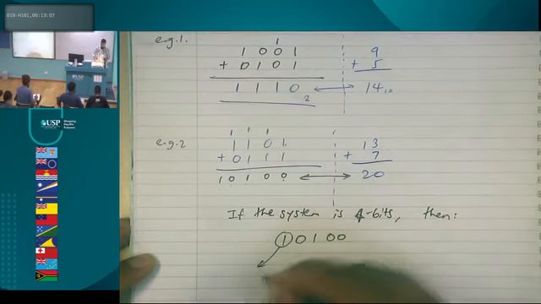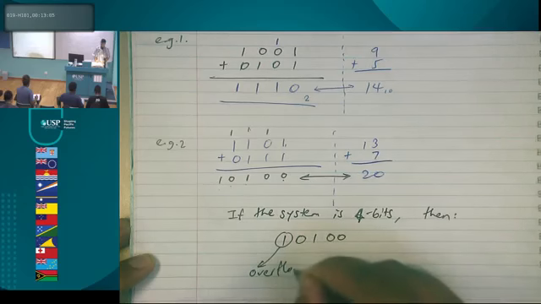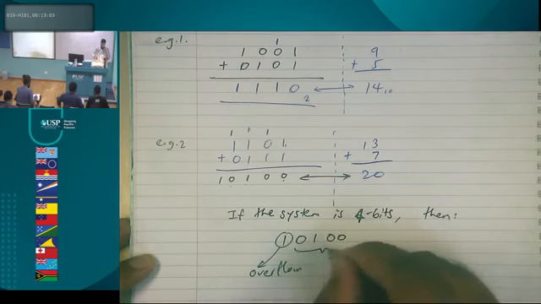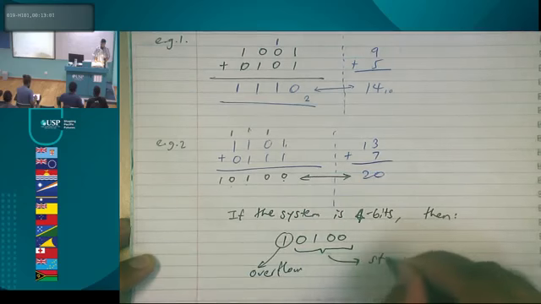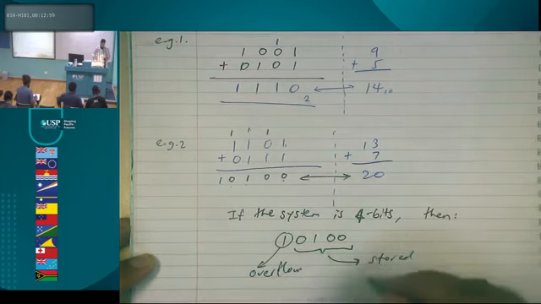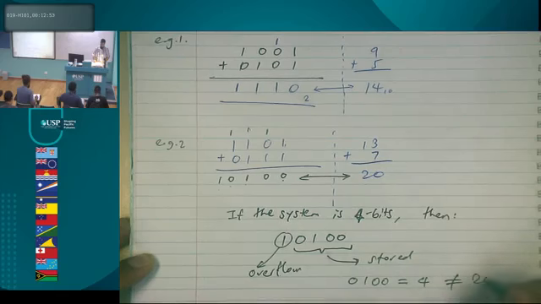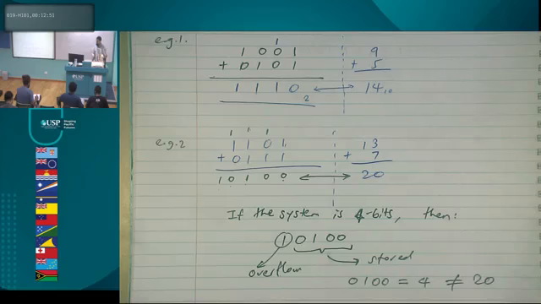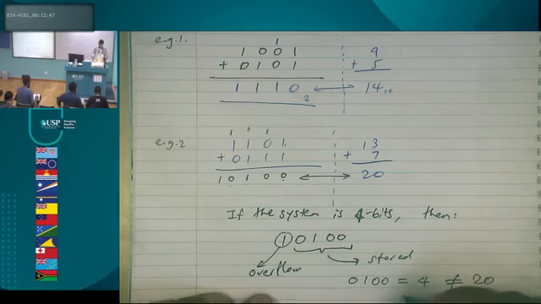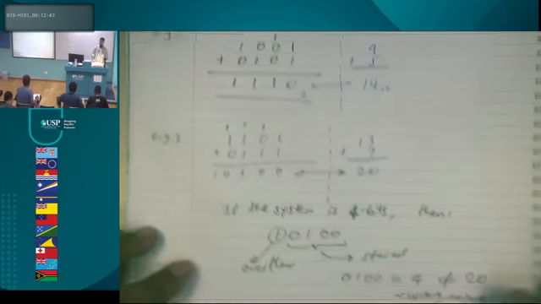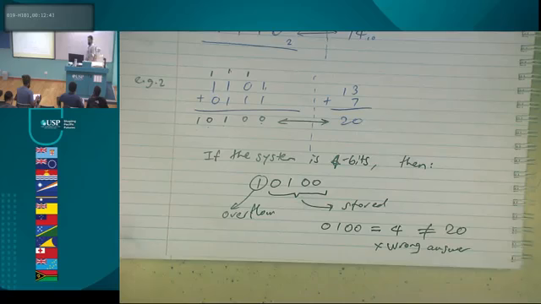This would become overflow, and this would be stored. So 0100 is equal to the number 4, which is definitely not equal to the expected answer of 20, right? So therefore, we get the wrong answer, all right? Okay, so unless the question says, always assume that the least significant bit is stored, all right?